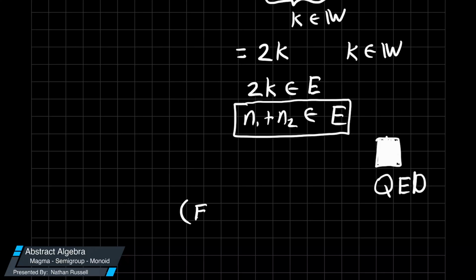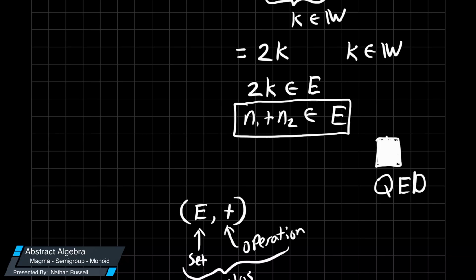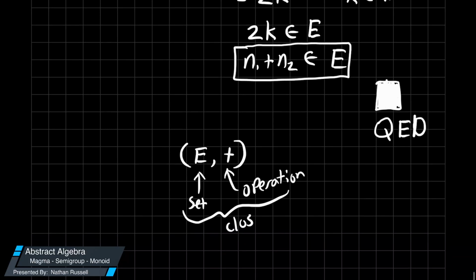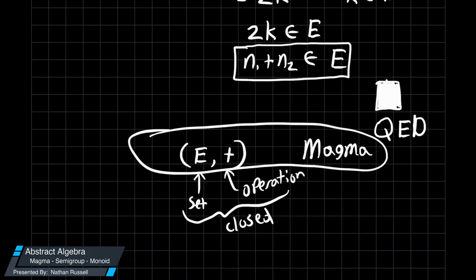So what have I just shown? That E, comma, plus, so what do we have? We have a set, we have an operation on the set, and together it is closed. Sorry, I wrote off the screen a little bit. It is closed. And so if we have a set and there's an operation, we encapsulate them into one structure, and if that holds with closure, then we refer to it as a magma. So all of this is a magma.